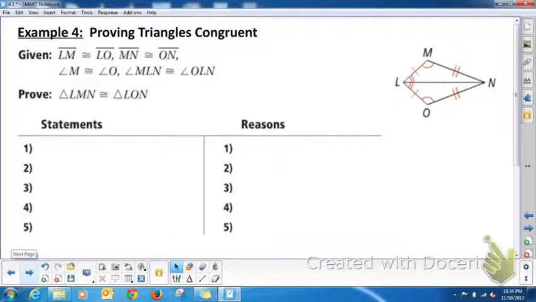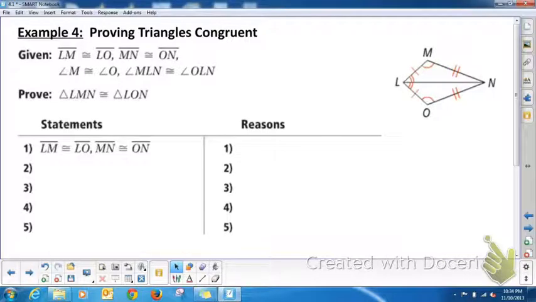This whole chapter is about proving triangles are congruent. Right now we need to know that all of the corresponding parts are congruent in order to prove two triangles are congruent. We're given here that segment LM is congruent to segment LO. We're also given that MN is congruent to ON. We're given that angle M is congruent to angle O. And we're given that angle MLN is congruent to angle OLN. We want to prove that these two triangles are congruent.